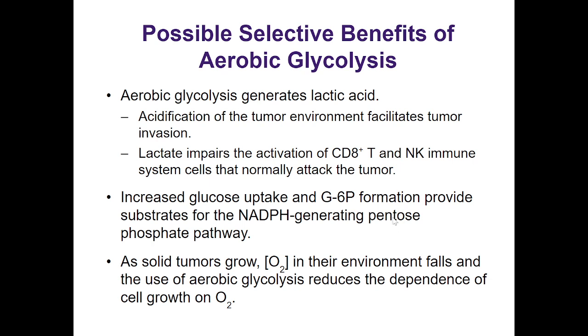Five-carbon sugar, right? The pentose phosphate pathway. Okay, so as solid tumors grow, the O2 in their environment is going to fall. The use of aerobic glycolysis is going to reduce the dependence of cell growth on oxygen. This is why tumors basically automatically switch to that pathway, because tumors will actually use up all the O2 in their environment.